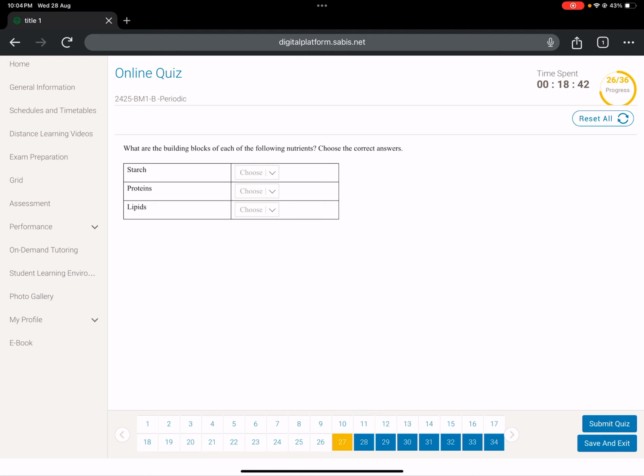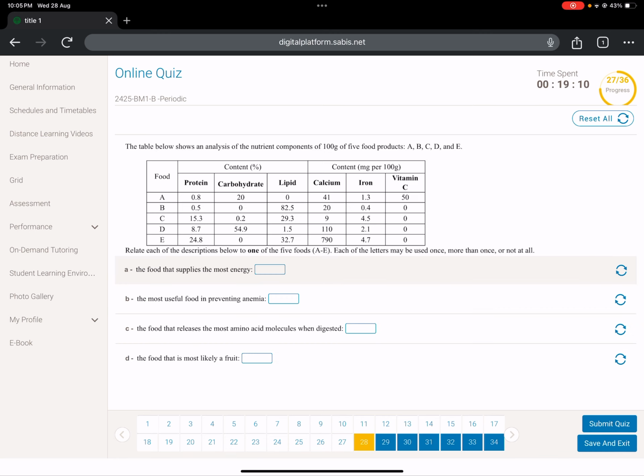What are the building blocks? Okay, for starch, it is glucose. For proteins, of course, it's amino acids. And remember, we have 21 amino acids, 9 are essential. What does essential mean? Essential means that our body cannot make them. And if our body cannot make them, what does that mean? We have to get them from our diet. Lipids are made from fatty acids and glycerol.